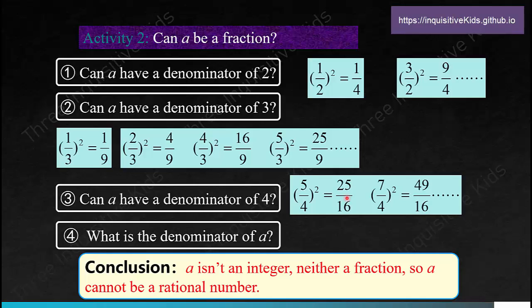So here's a conclusion out of all of our observations. A isn't an integer, nor a fraction. So if you go back to the definition of a rational number, A isn't a rational number. Isn't that strange? If you go back to the lessons we already covered, probably in 7th grade, a rational number is a number that can be written in fraction form. So A isn't a rational number.